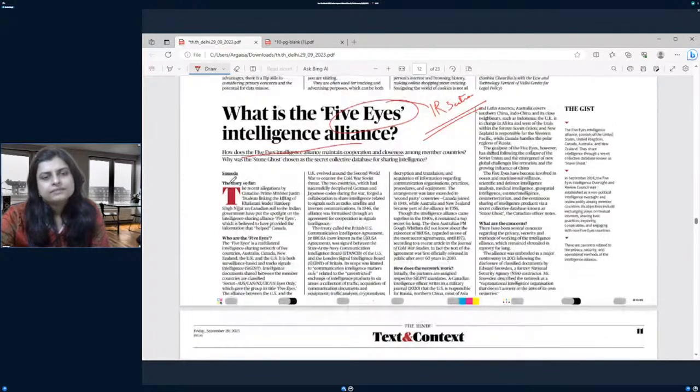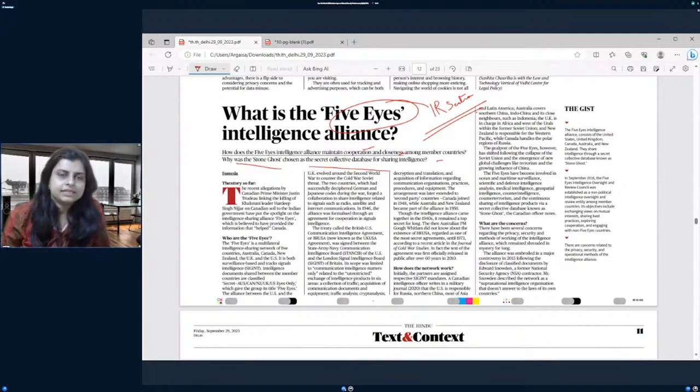Now, how does the Five Eyes Intelligence Alliance maintain cooperation and closeness among member countries? Why was the Stone Ghost chosen as the secret collective database for sharing intelligence? Now, see, what you need to know is, first, who these Five Eyes are. Then, you need to know how they are creating the issue. Then, if they are not countered, what possibilities are there that in future you are going to encounter some seriousness over there.